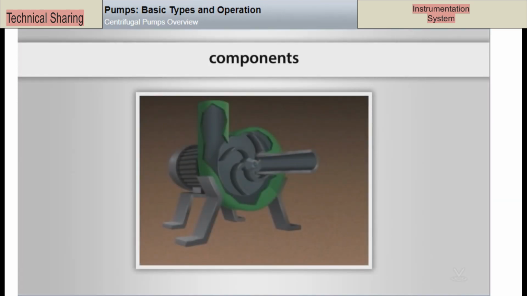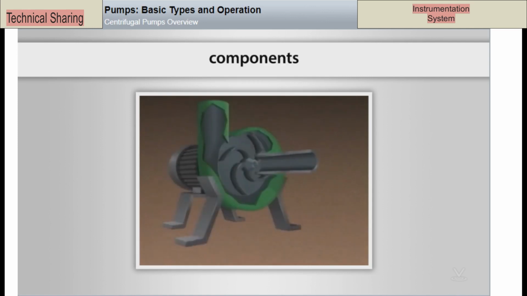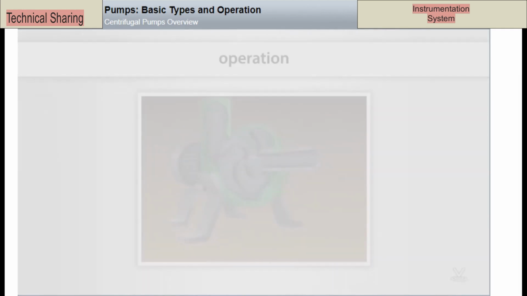Components. Here's a simplified illustration of a typical centrifugal pump. Inside the pump is a circular component called an impeller. The impeller has a series of curved vanes that extend out from its center. The pump's casing is designed so that the area around the impeller creates a gradually widening spiral channel. This widening channel is known as the volute. Since this pump has only one impeller and one volute, it is referred to as a single-stage pump.